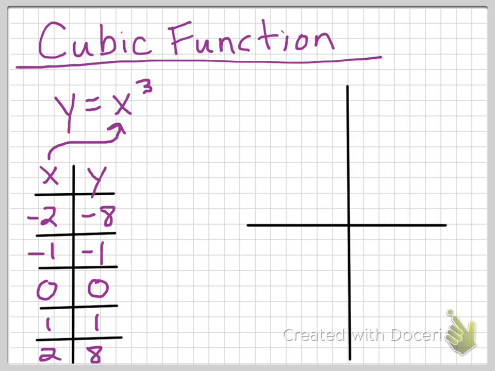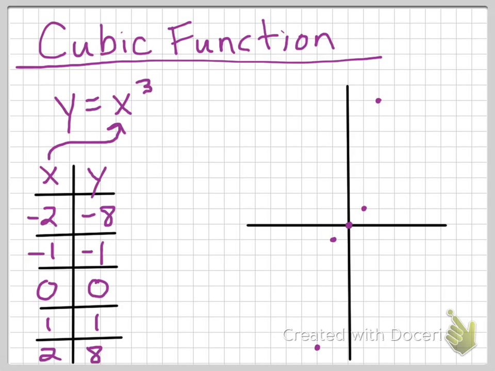Okay. So you can see this graph is going to look a little different. As I put these points on the graph, -2, -8, so I go back 2 and down 8. There's my point. Then -1, -1, so back 1 and down 1. 0, 0, that's the origin. I have the point 1, 1 there, and the point 2, 8 up here.